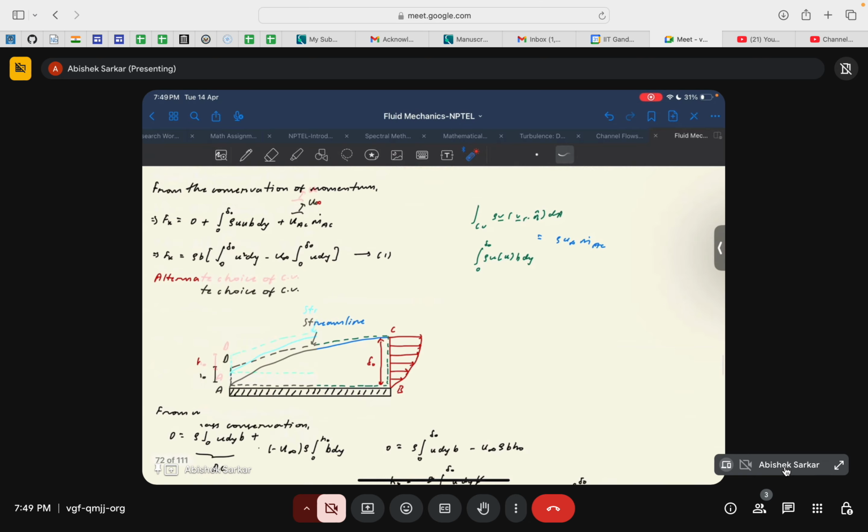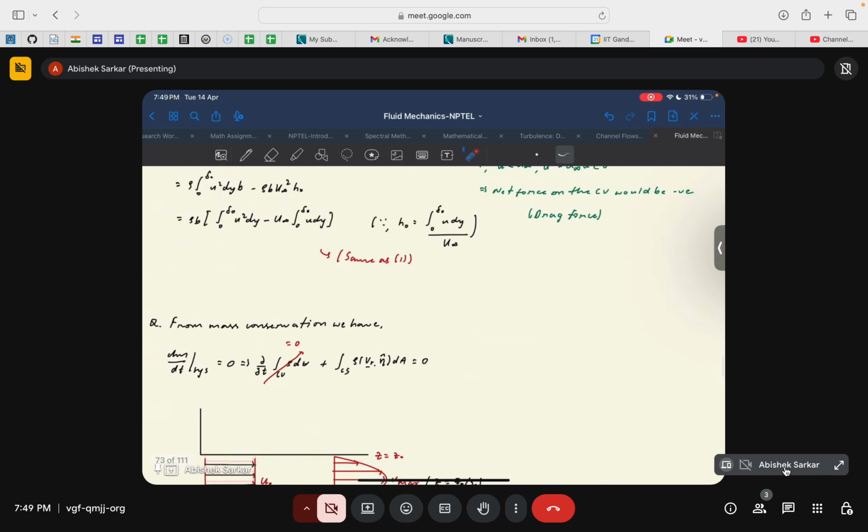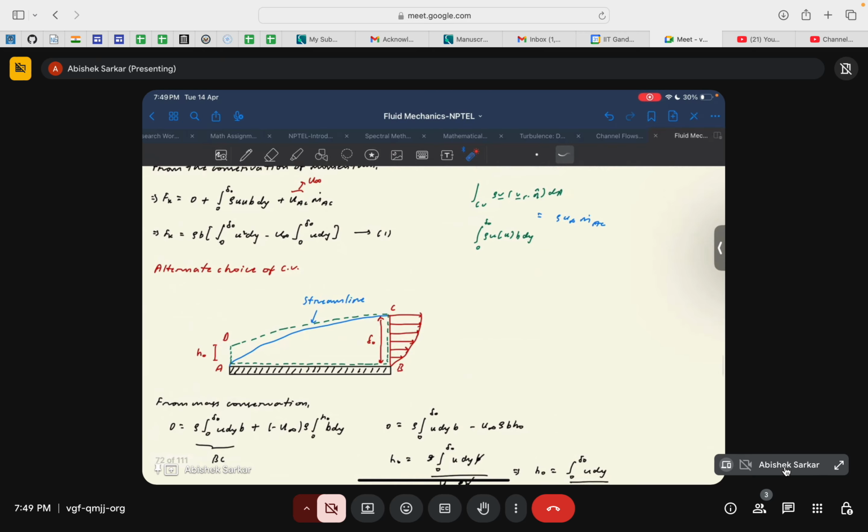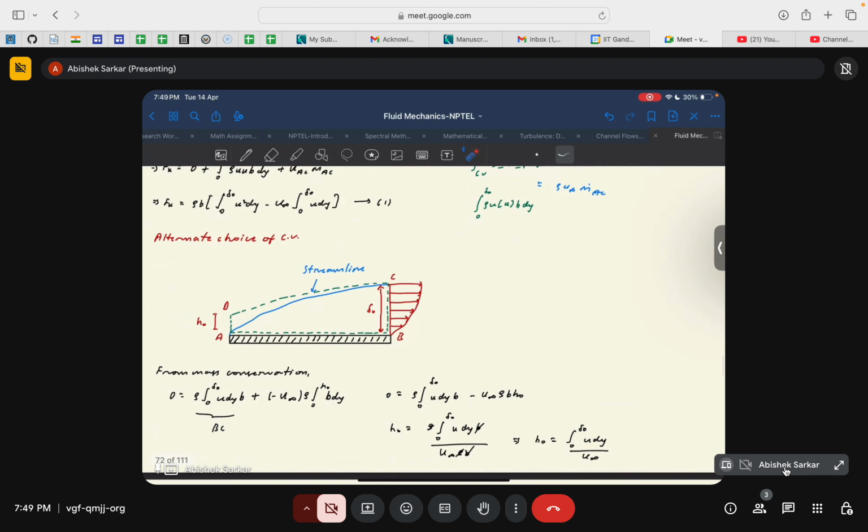But now I think you have a better idea. So in this example, if you remember, we took the concept of streamline where flow does not cross a streamline. That's why we chose this kind of control volume to simplify analysis, and we just did the mass conservation on these 2 points, and we saw that by applying mass conservation we got a relation for h naught, which we eventually applied on the momentum conservation equation to find the expression for the net drag force acting on the flat plate.